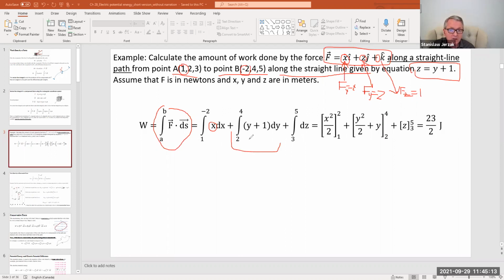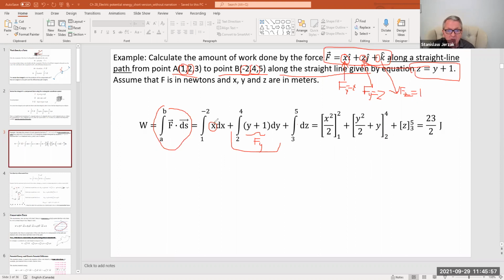Then the second term would be Fy, right? And Fy is equal to z. But z is equal to y plus 1. So I substitute. Fy is actually y plus 1 dy. And I integrate from the initial y coordinate, which is 2, to the final y coordinate, which is 4. So from 2 to 4. And the same with z. The z component is 1. So 1 times dz is dz from 3 to 5. And then you evaluate each integral.